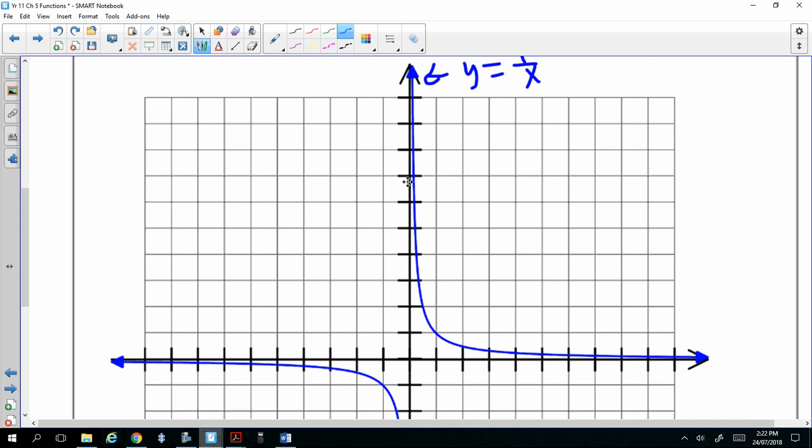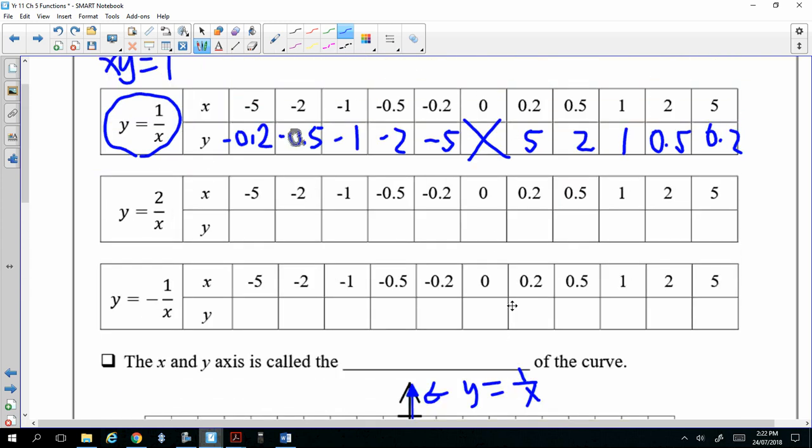Okay. Now, what happens if I change the 1 to 2? I'm going to use a different color pen, use a purple. So you have a 2 on top. What will happen to the y value? It would have doubled, right? Can you see that? So say for this one, if you put -1 in here, what do you get? You get -2, right? You got double. If you put -2, you get -1. And see, you got double. So we double the y value.